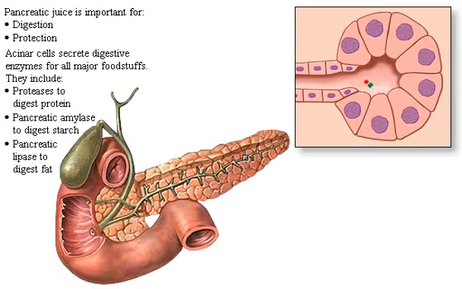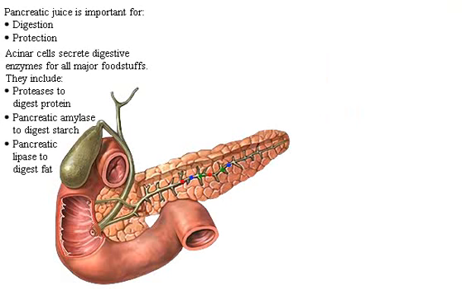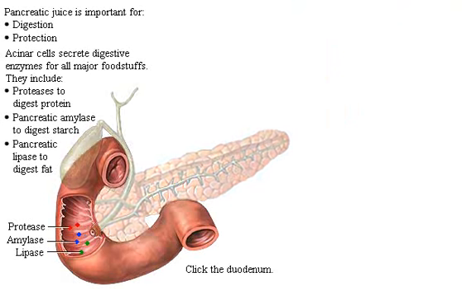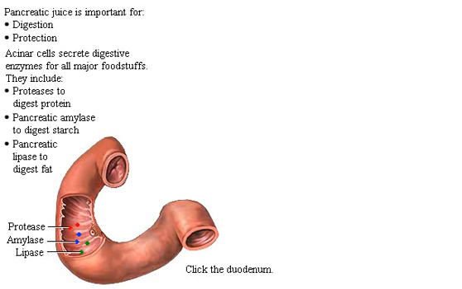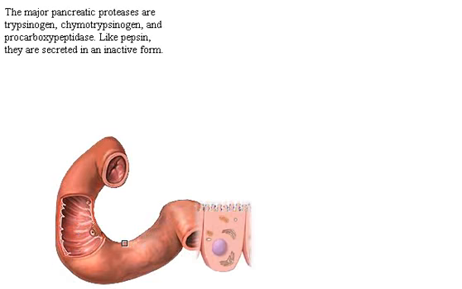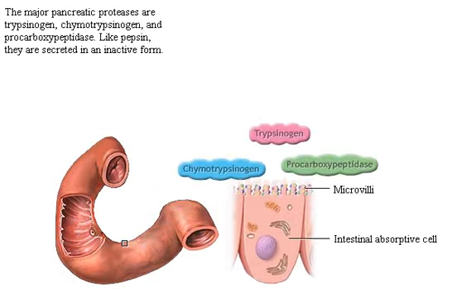Acinar cells secrete digestive enzymes for all major foodstuffs. They include proteases to digest protein, pancreatic amylase to digest starch, and pancreatic lipase to digest fat. Click the duodenum. The major pancreatic proteases are trypsinogen, chymotrypsinogen, and procarboxypeptidase. Like pepsin, they are secreted in an inactive form. Click the intestinal cell.